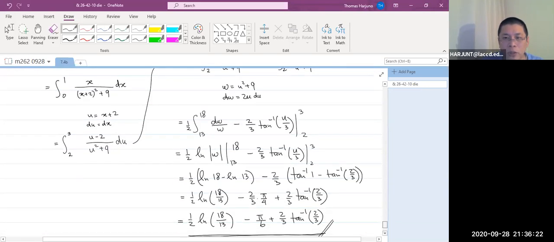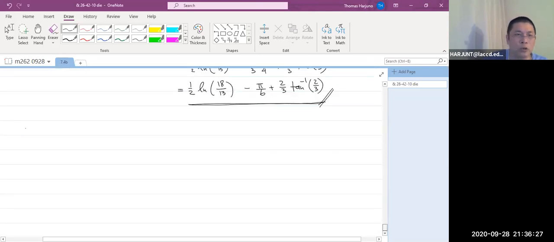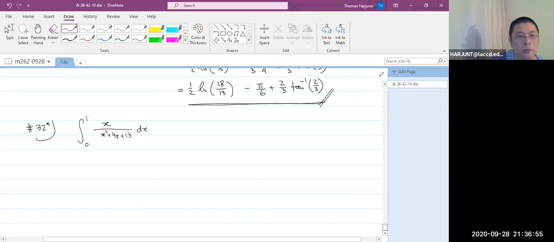Right now I will show you a sneaky way to do this. Not that much sneaky though, it's just a new point of view. Number 32, the second attempt. The integral of x over x squared plus 4x plus 13 dx, from 0 to 1.